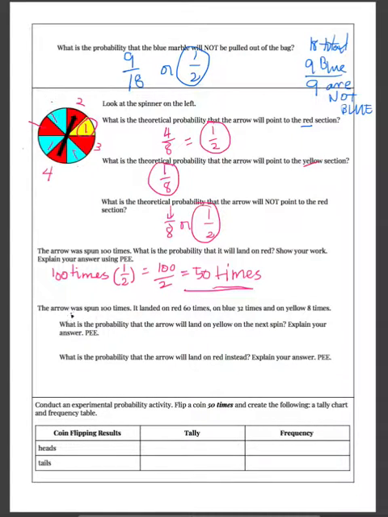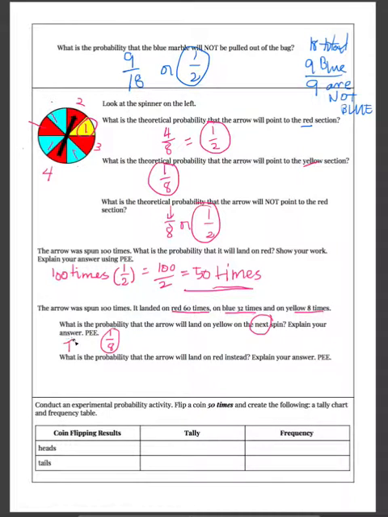Okay, the arrow was spun 100 times. It landed on red 60 times, blue 32 times, and yellow 8 times. What is the probability that it will land on yellow on the next spin? Okay, so this one, it says on the next spin. You can look at it this way. Since it was not spun yet, then we're looking at theoretical probability. And the theoretical probability it will land on yellow on the next spin is 1 over 8.